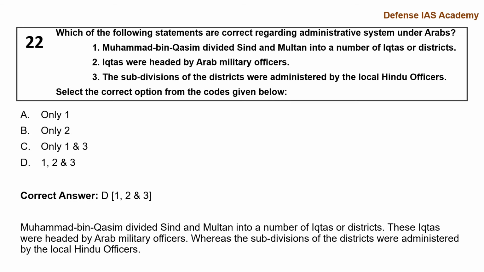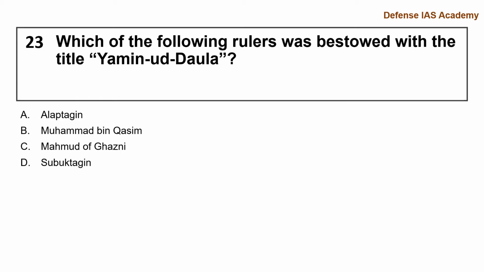The correct answer is option D, 1, 2 and 3. Muhammad bin Qasim divided Sindh and Multan into a number of iqtas or districts. These iqtas were headed by Arab military officers, whereas the subdivisions of the districts were administered by the local Hindu officers. Question number 23. Which of the following rulers was bestowed with the title Yamin ud Dawla?